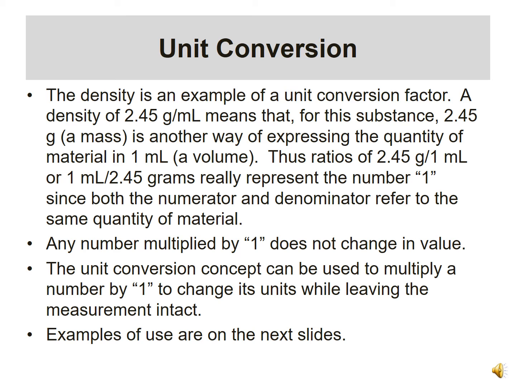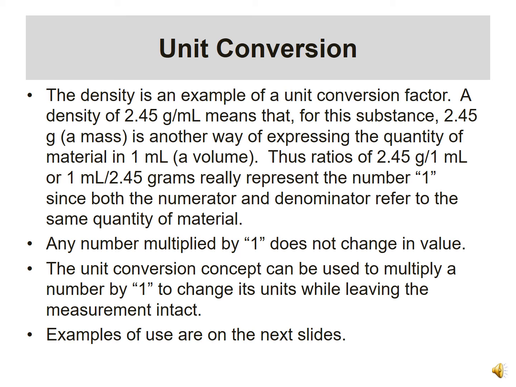Density is an example of something we call a unit conversion factor. What it really says to us is that whatever we have written on the top is equivalent physically to what I have on the bottom. So if I have a density of 2.45 grams per milliliter, it means each and every milliliter of this substance is 2.45 grams. So I could weigh out a volume of it that's 1 milliliter, or I could weigh out 2.45 grams of it on a balance, and if I were to do that, I'd have the same amount of material.